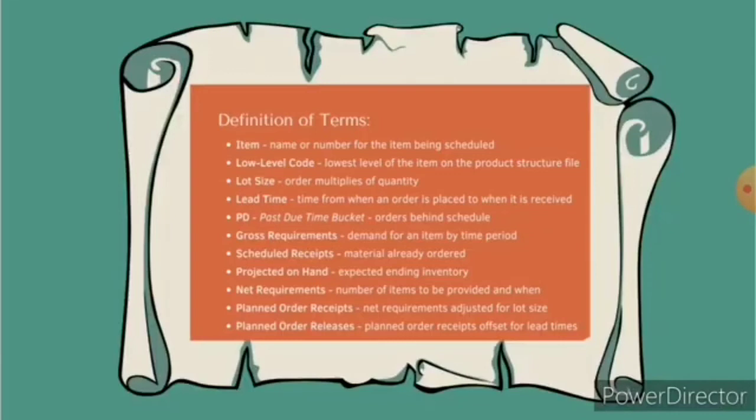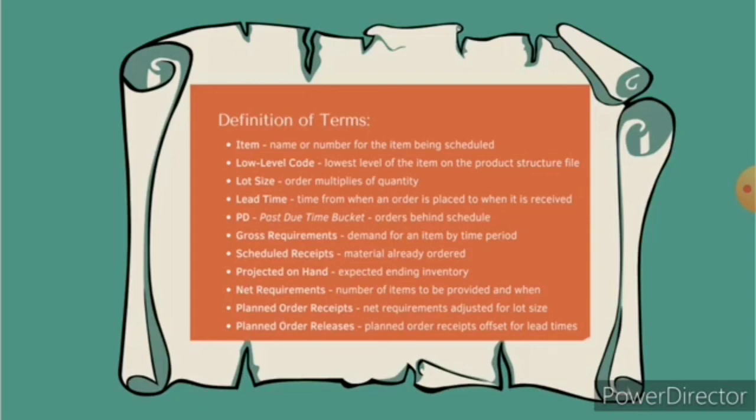So next slide, we have here our definition of terms. The item, which is the name or number for the item being scheduled. Katong desk, low level code, lowest level of the item on the product structure file. The lot size, order multiplies of quantities. The lead time from when an order is placed to when it is received.